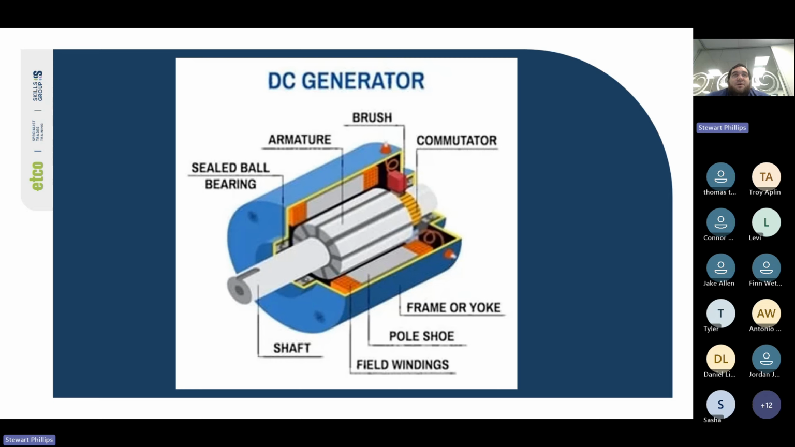So most of the generators that we use with diesel generate DC, and then they use switch mode power supplies to provide AC.